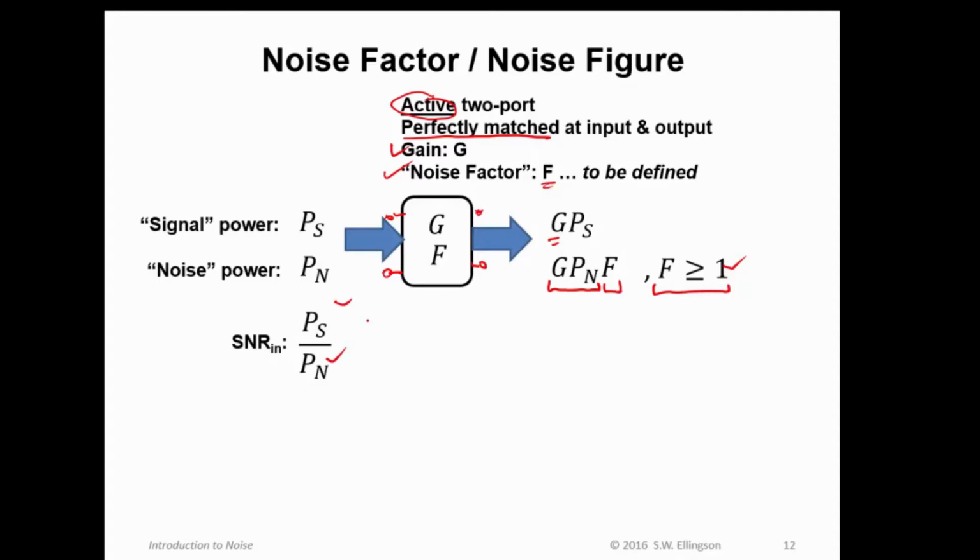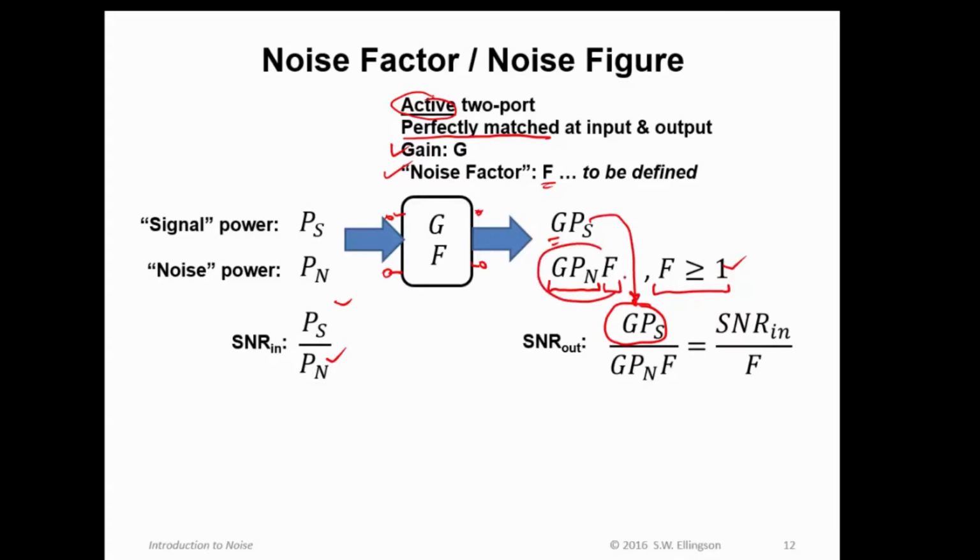The signal noise ratio at the output, similarly, is the signal power, which we just said was G times P sub S, divided by the noise power, which we just said was G times P sub N times F. P sub S over P sub N is the input SNR. We just showed that over here. And G cancels, so the only thing left over is F. So we find that the output signal noise ratio is equal to the input signal noise ratio divided by F.